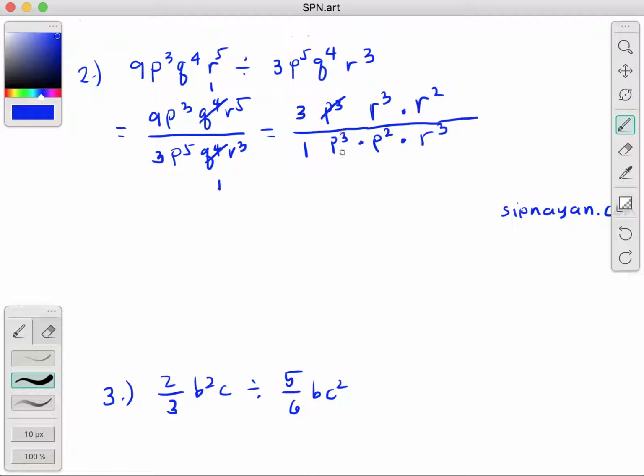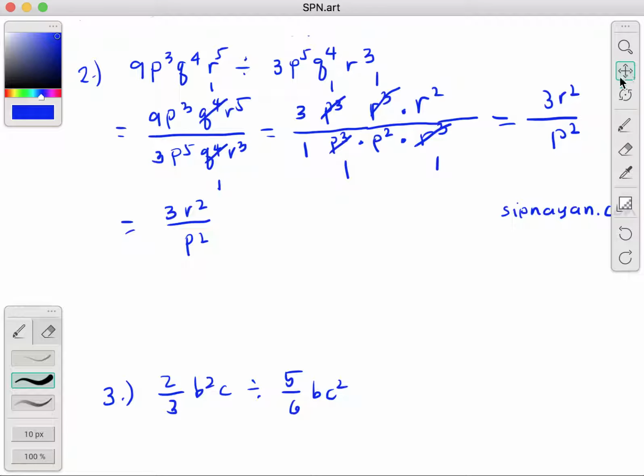Ito, p cubed cancels out also with p cubed. So, magiging 1 yan. P cubed divided by p cubed is 1. And then, yung r cubed will also cancel with r cubed. So, ang natira natin is 3 times 1 times 1 times r squared, which is equal to 3r squared. And then, we have 1 times 1 times p squared times 1, which is equal to p squared. So, yan yung ating sagot. So, this is 3r squared over p squared.